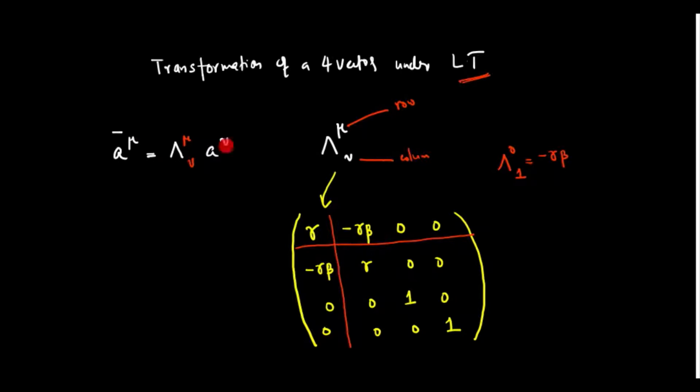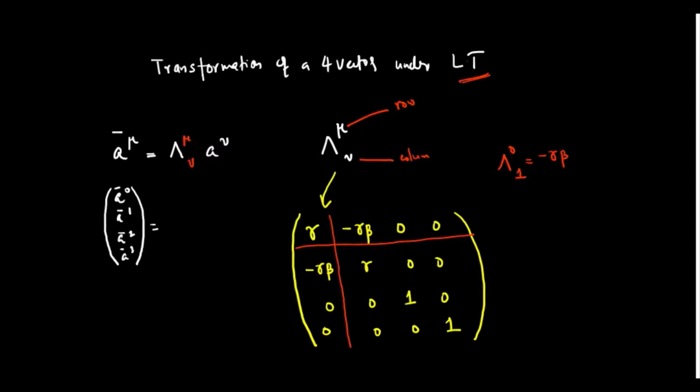Nu is running from 0 1 2 3. So this is actually a column, consisting of A bar 0, A bar 1, A bar 2, and A bar 3.